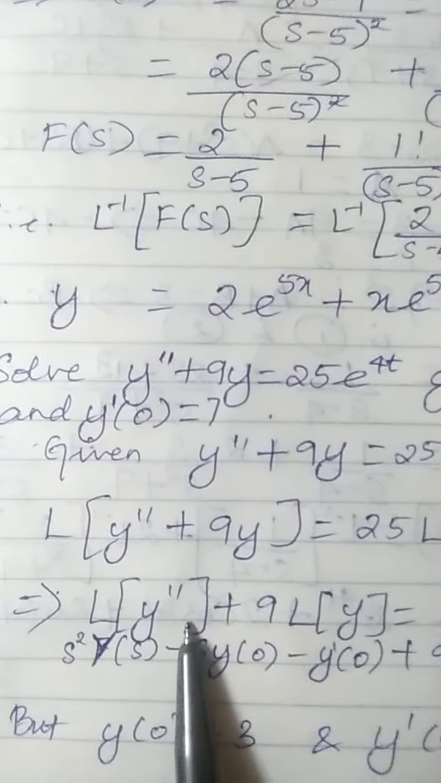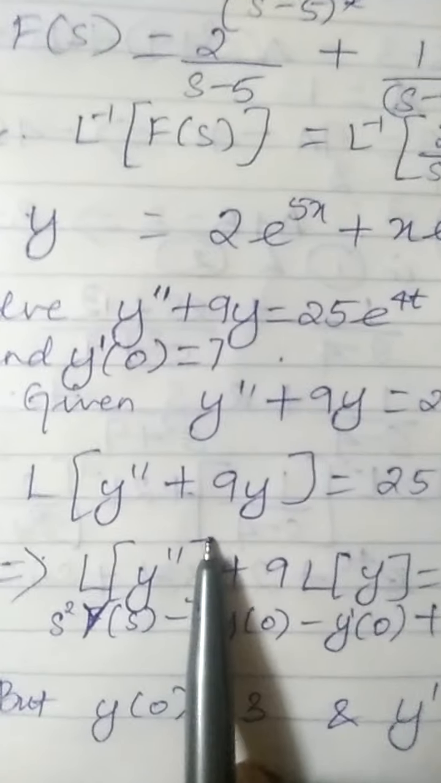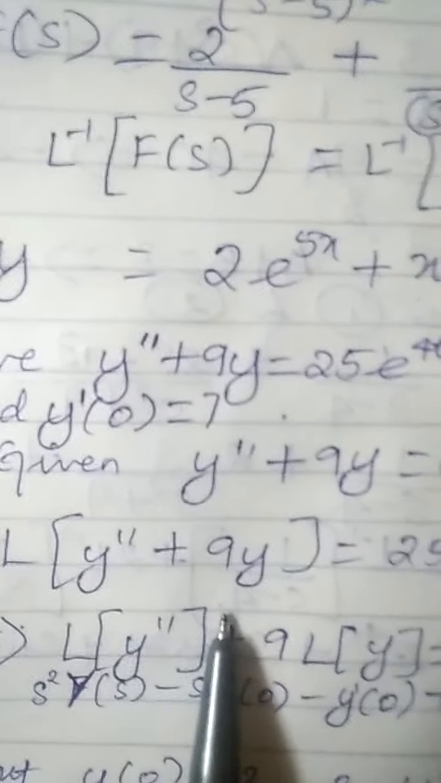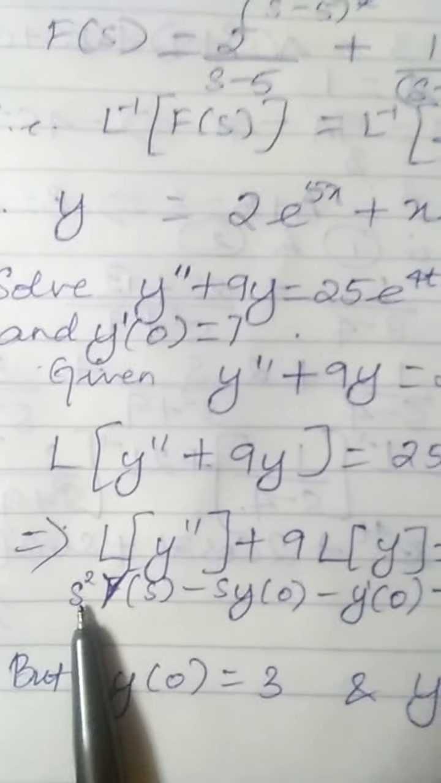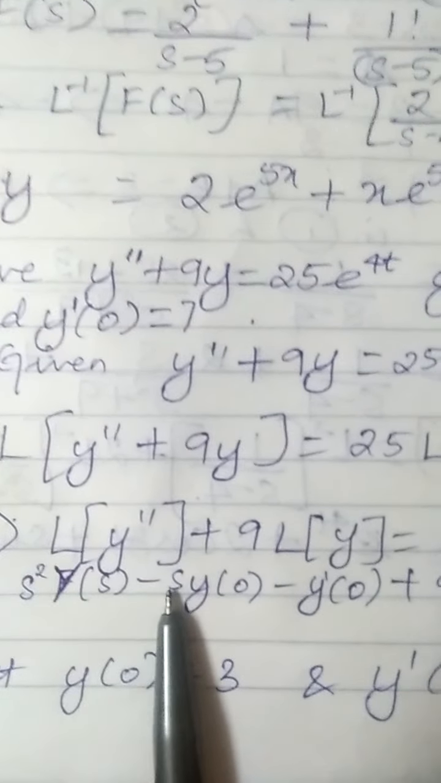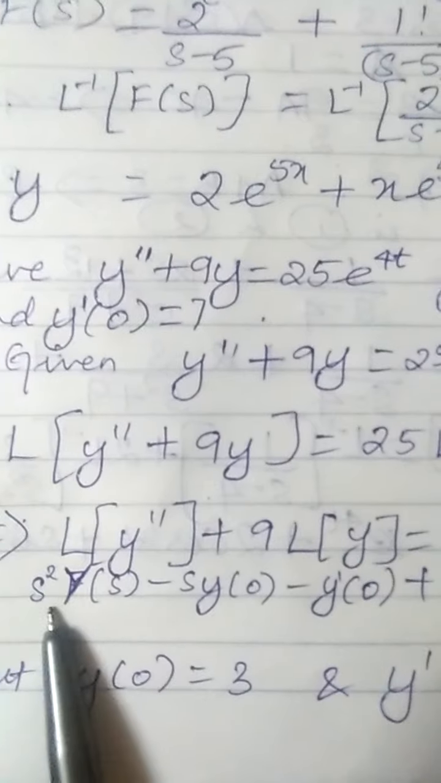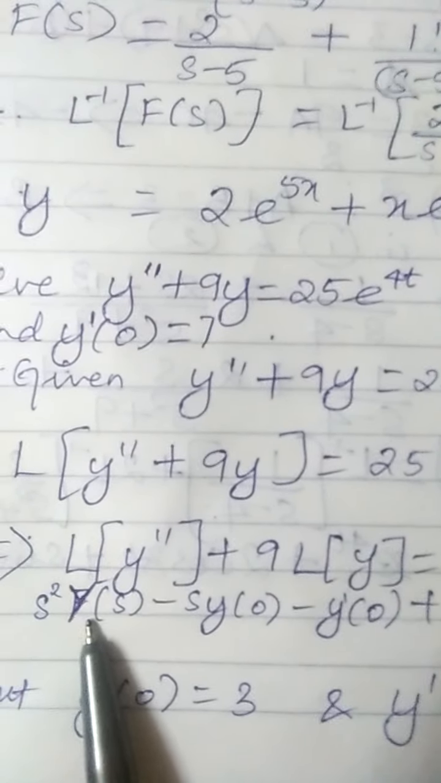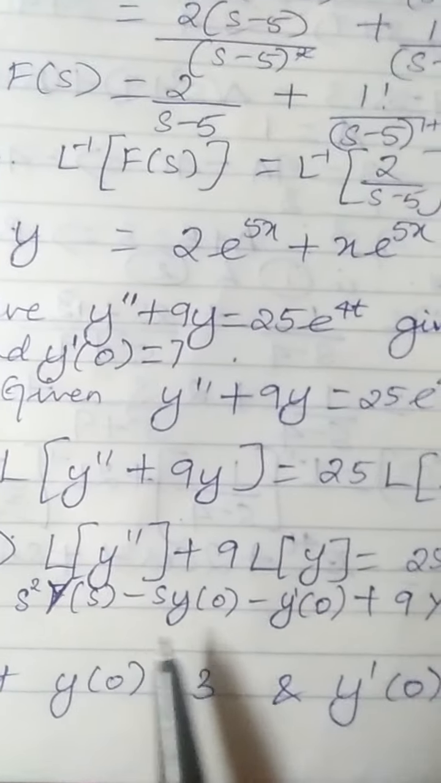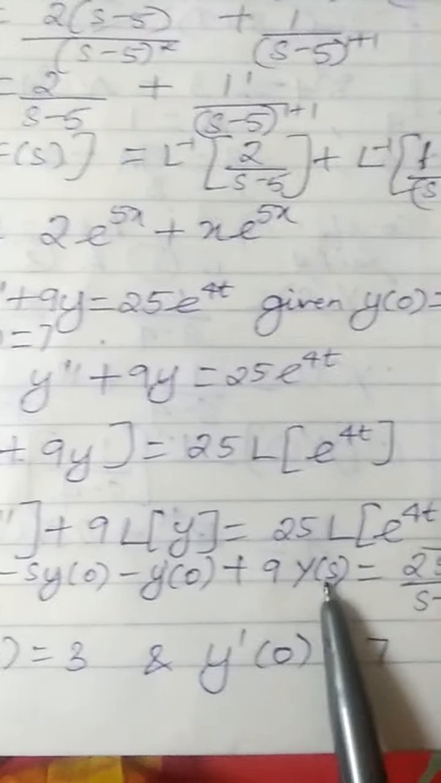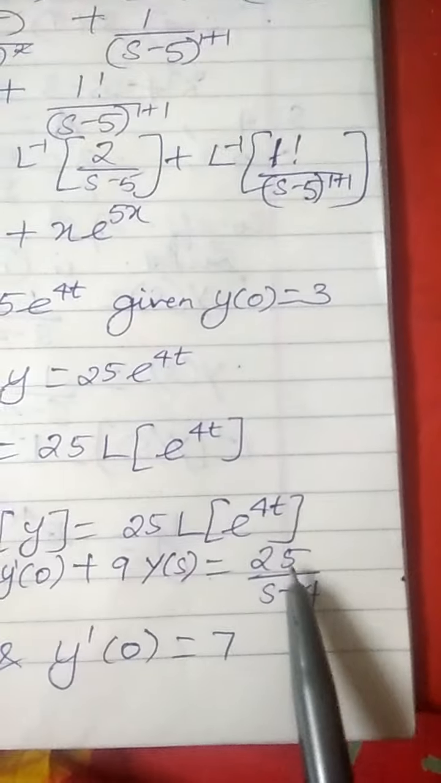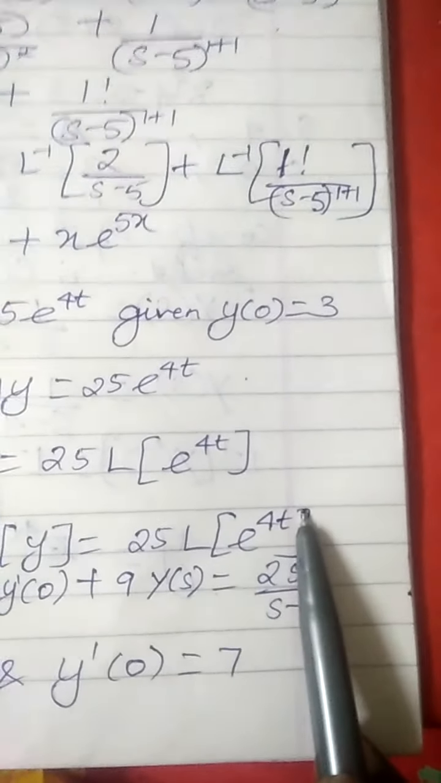For L of y double dash, we will be using the formula for L of f double dash of t, where wherever we have f, we are going to use y. So the formula is s square F of s minus s f of 0 minus f dash of 0, all the f's replaced by y. We will get s square Y of s minus s y of 0 minus y dash of 0 plus 9 Y of s equal to 25 into L of e power 4t, which is 1 by s minus 4.